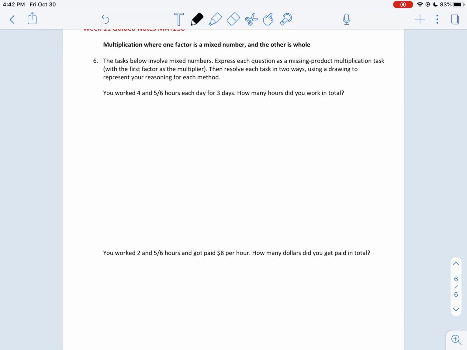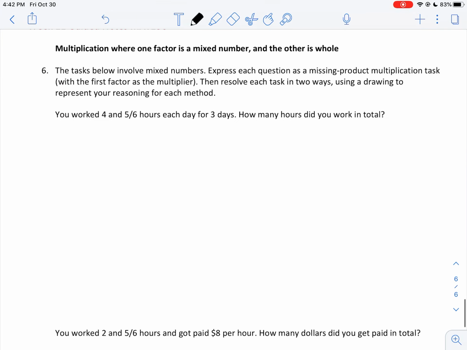Okay, and finally, let's say that we've got some mixed numbers in play. The tasks below involve mixed numbers. Express each question as a mixed missing product multiplication task with the first factor as the multiplier. Then resolve each task in 2 ways, using a drawing to represent your reasoning for each method. I may, for time's sake, skip the drawings, but let's say we worked 4 and 5/6 hours each day for 3 days. So when you see this hours each day, that's the rate.